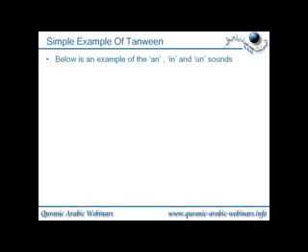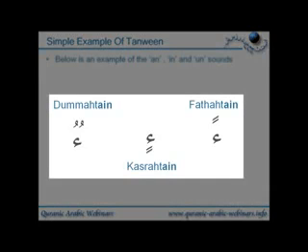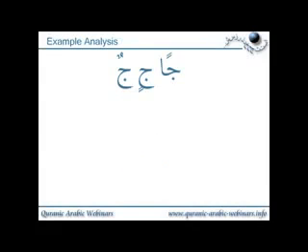Some examples then of tanween. So below is an example of the an, in and un sounds. So on top of the hamza we get with the fathatain an, with the kasratain we get in, and with the dhammatain we get un. So we have an, in, un.